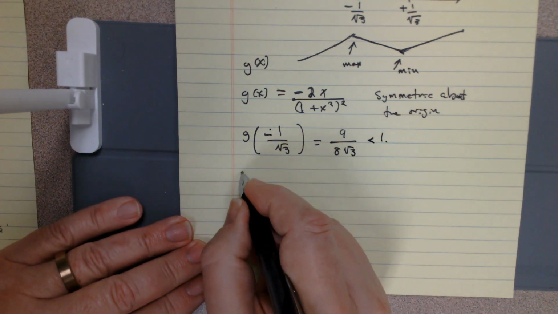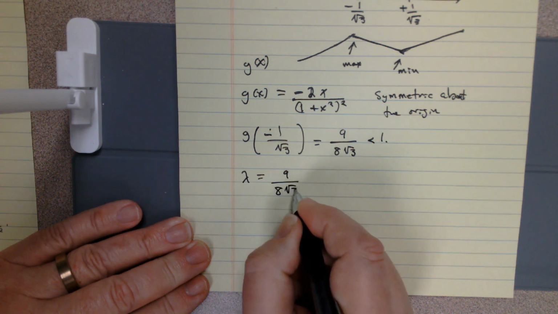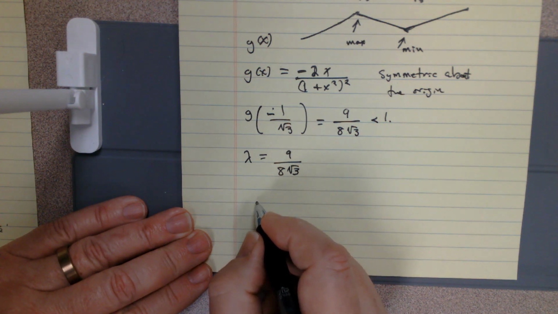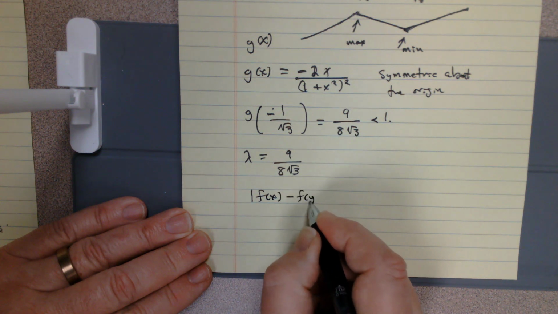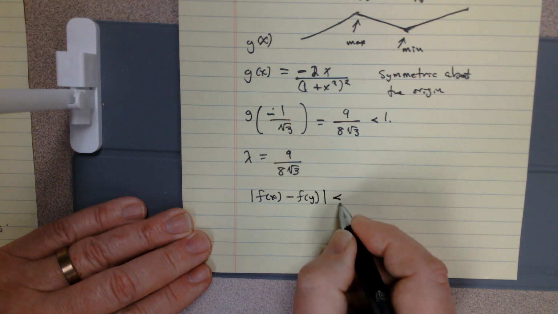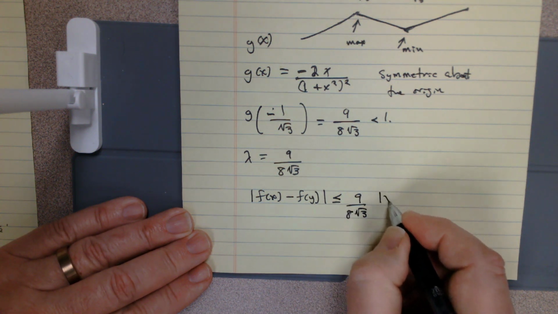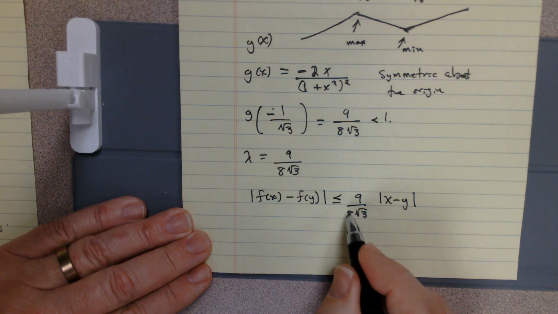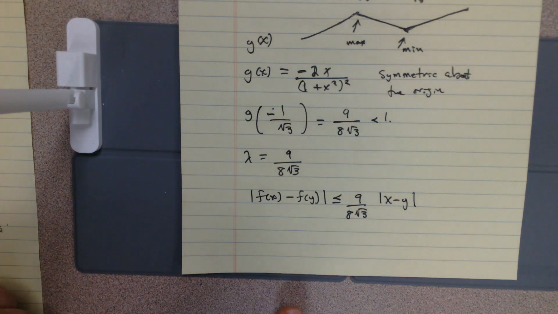So I let lambda be equal to 9 over 8 times the square root of 3. Going back now to our original function, we have that the absolute value of f of x minus f of y is less than or equal to 9 over 8 square root of 3 times the absolute value of x minus y. You can put these numbers in a calculator and see that this is in fact less than 1. And so this is a contractive mapping.